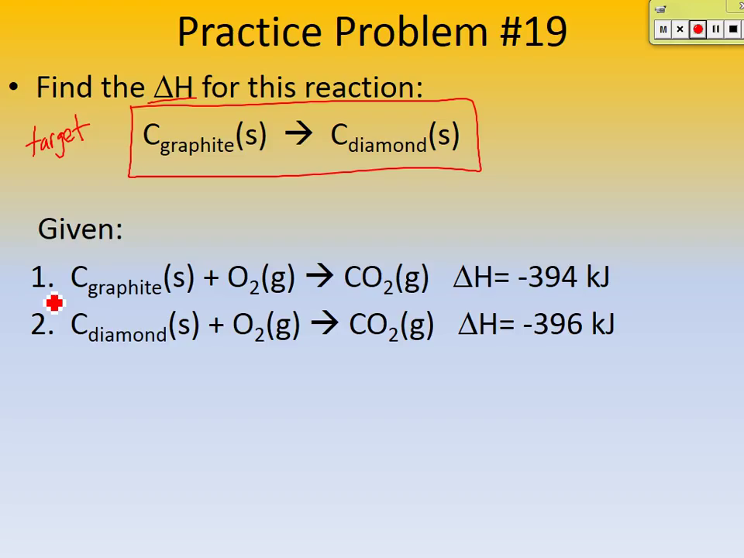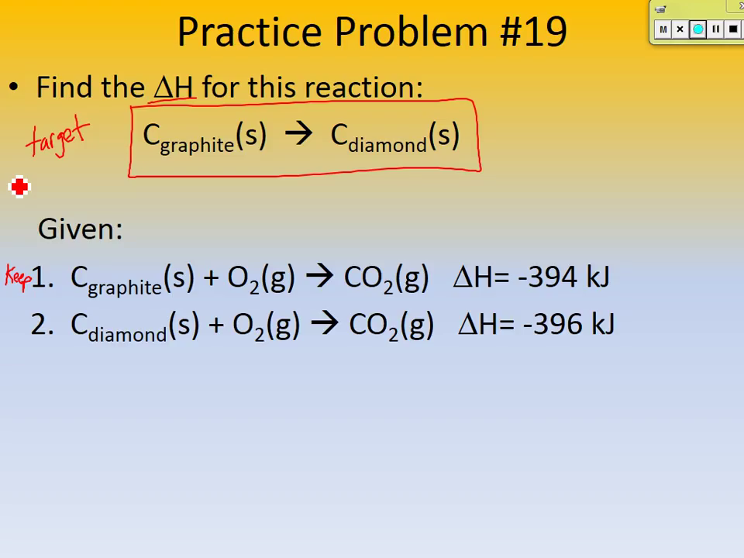Okay, so you guys help me out with this one. What I like to do is look at the target first. We need carbon in the graphite form on the left. Which one has carbon in the graphite form? Number 1. Is it already on the left? It is. 1 mole up in the target, 1 mole here. So what should we do with equation number 1? Let's keep it. Make a little note of that. We're going to keep it as is. We're not going to modify it at all.